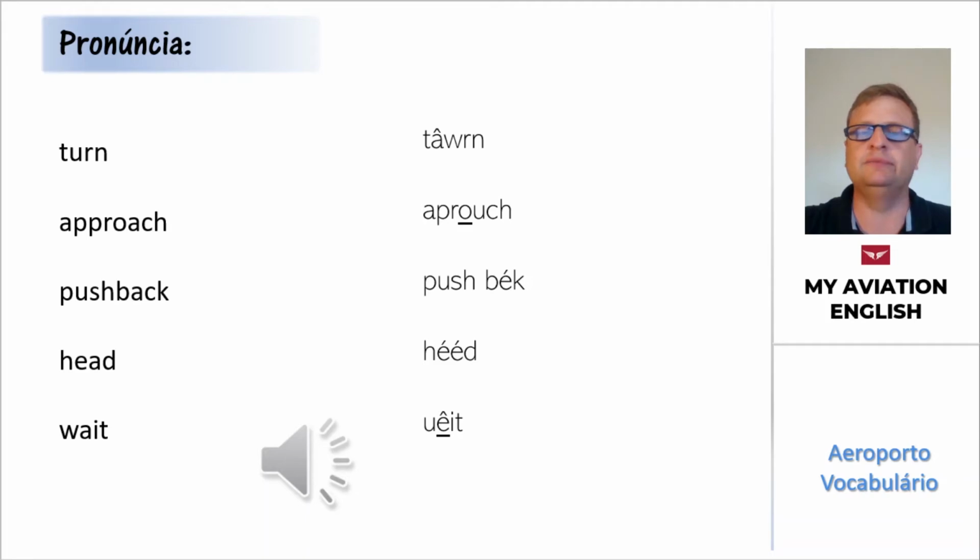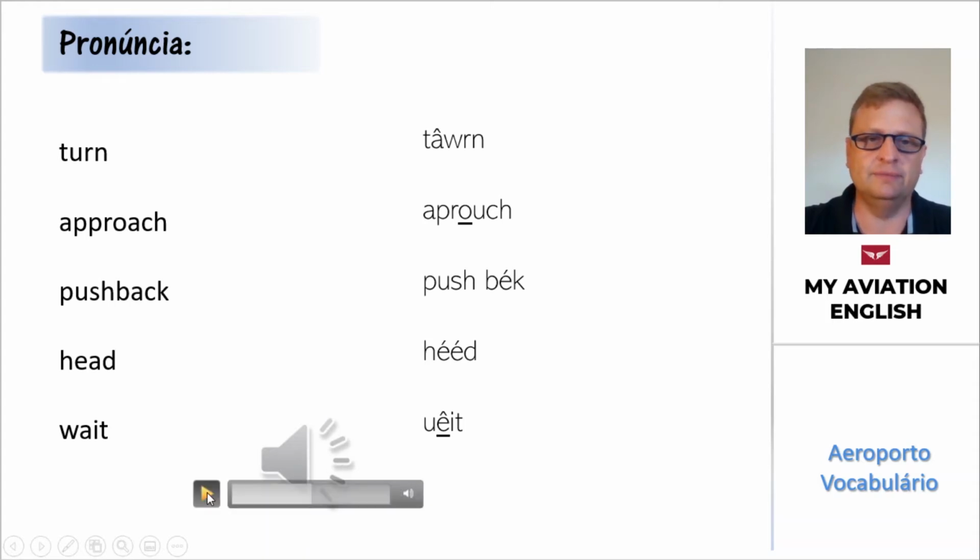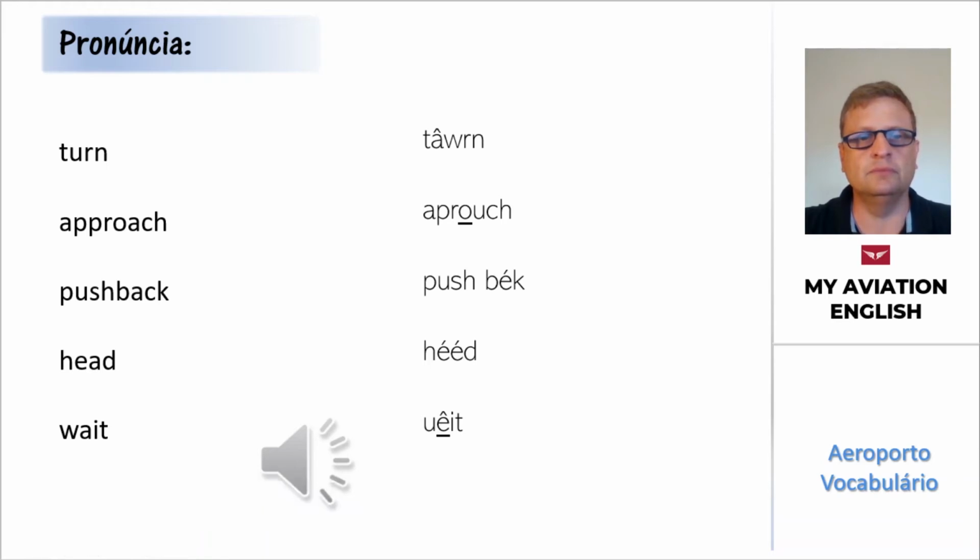E wait. O wait, tá? Do jeito que eu escrevi aqui, com acento no E. Wait. Head, wait. Repetindo. Turn, approach, pushback, head, wait. Então repete, volta o vídeo aí 20 segundos, 30 e repete até você ficar bom na pronúncia.